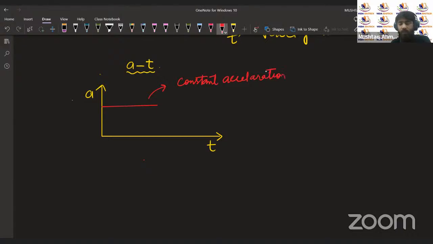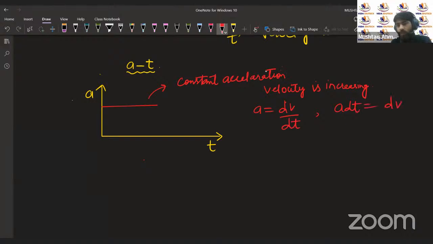Here acceleration is positive and acceleration is constant. So velocity here is increasing, right? We know that acceleration is equal to dv upon dt, or we can rewrite it as a dt equal to dv.